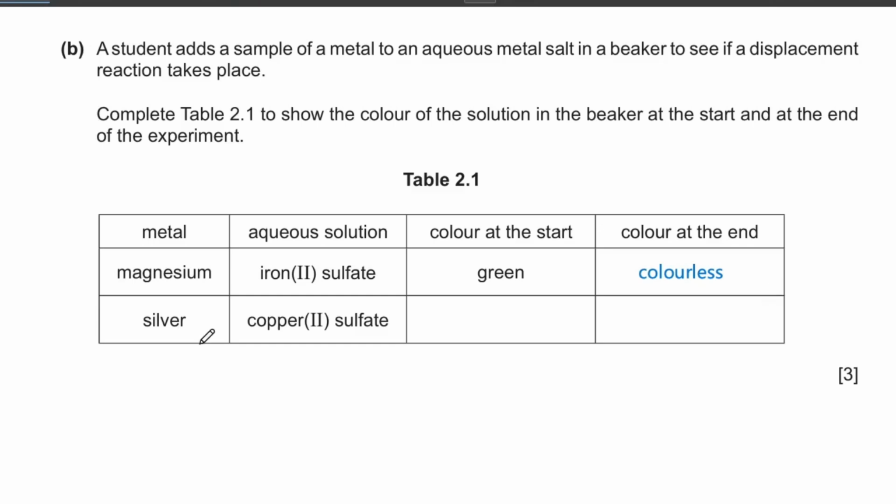Next one is silver added to copper 2 sulfate. The color at the start, copper 2 sulfate, is blue. The color at the end is going to be blue also. The reason is that silver cannot displace copper. Silver is less reactive than copper. Therefore, there is not going to be a change. The color at the start is going to be the same as the color at the end.